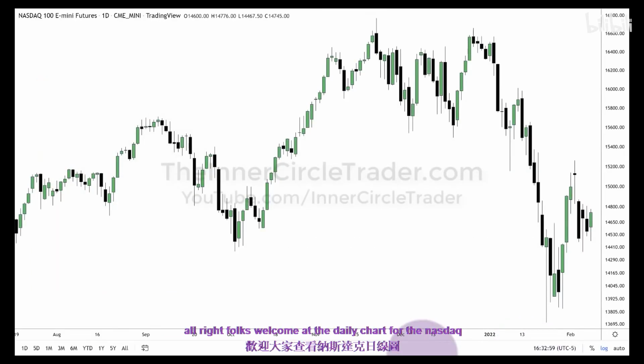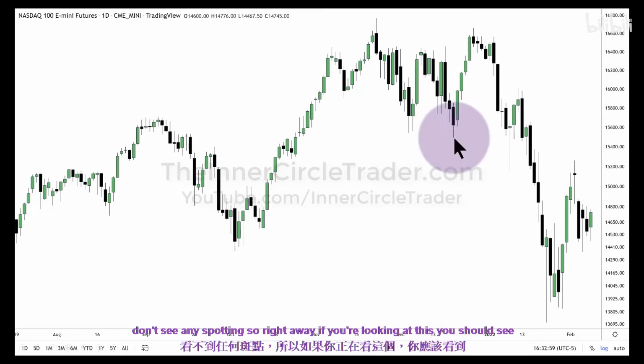All right, folks, we're looking at the daily chart for the NASDAQ. If you're looking at TradingView under the NASDAQ selection, it's the continuous contract. That way it makes all the candles look nice and crisp and you don't see any spotting.